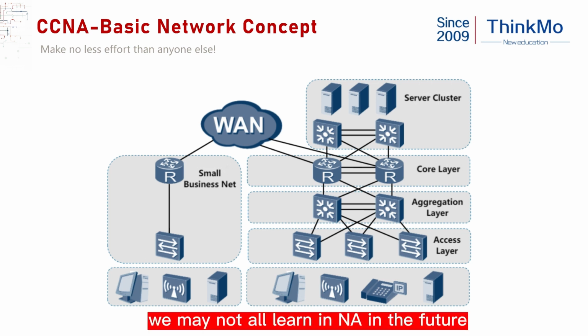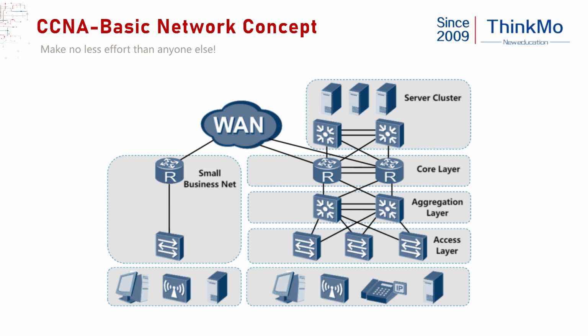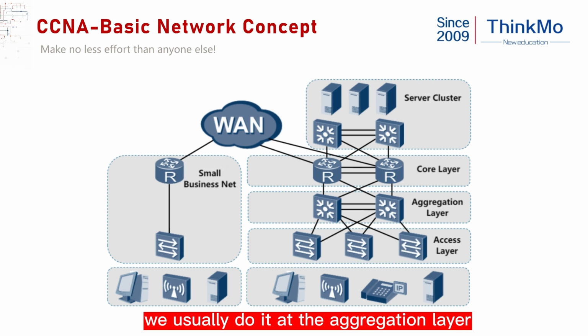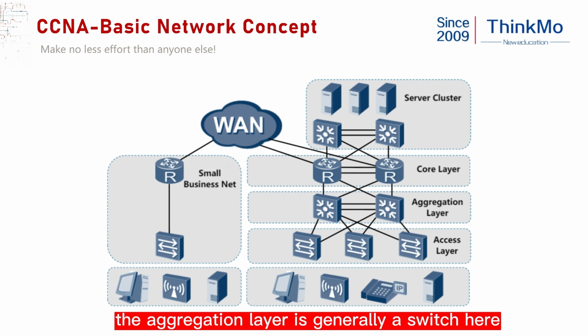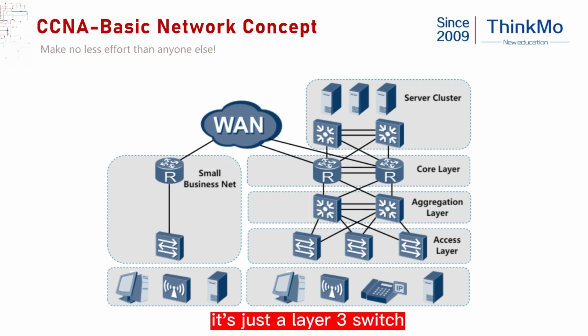We may not all learn in NA in the future. Configuration including VRRP, we usually do it at the aggregation layer. You will learn these in the future, only. Not something we have to learn at this stage. The aggregation layer is generally a switch here. It's just a layer 3 switch. Okay, layer 3 switch. Everyone can see, it supports us to run routing protocols such as OSPF. It is a layer 3 switch.